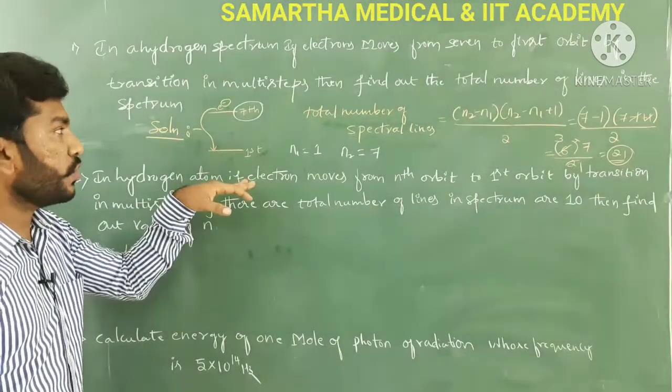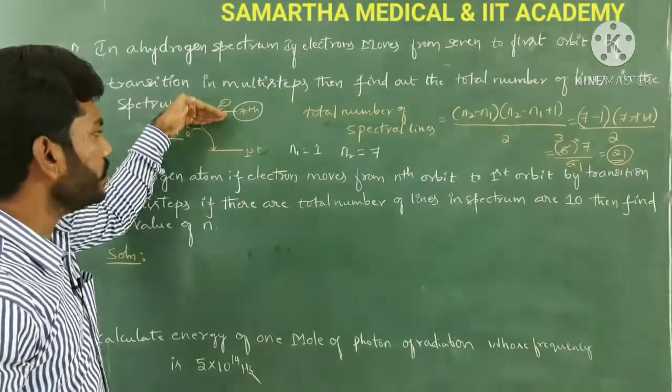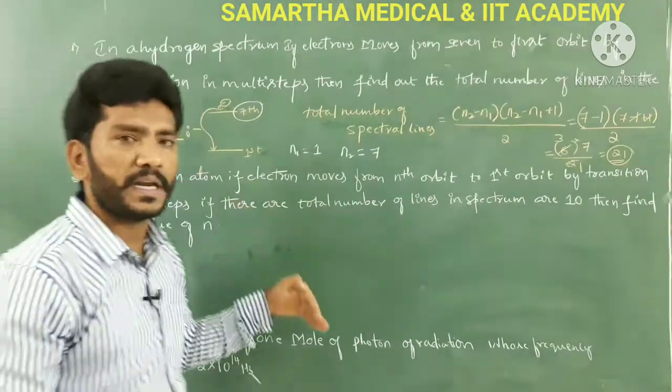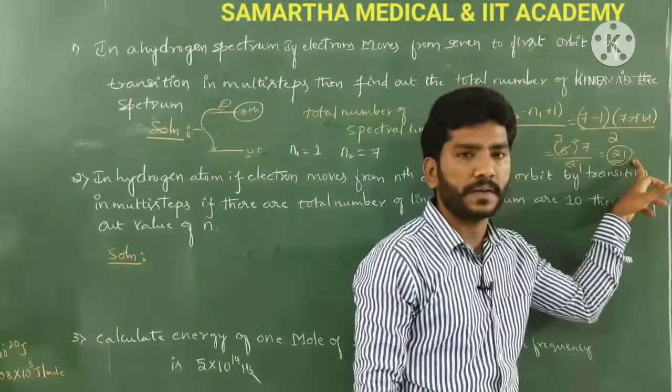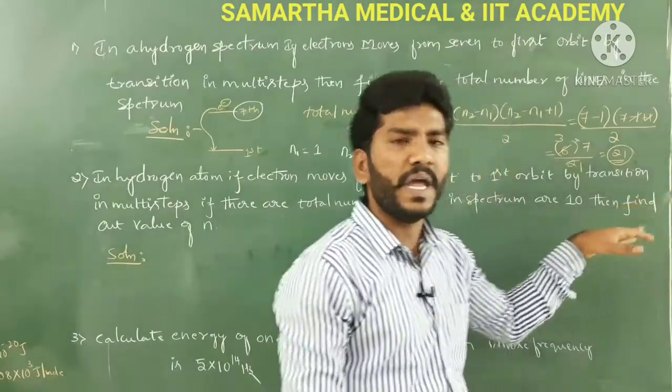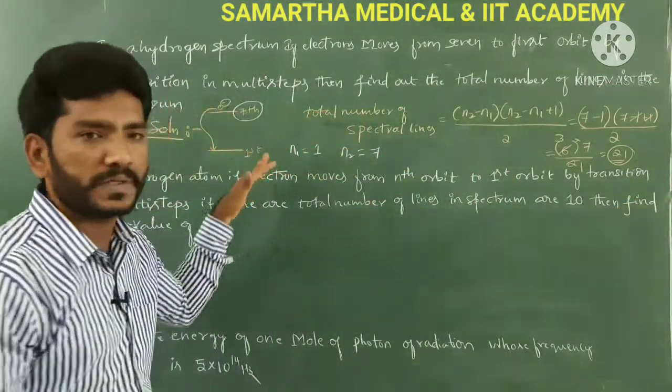So when an electron makes a jump from the 7th orbit to the 1st orbit, the total number of spectral lines is 21. This is the way to simplify these kinds of problems, guys.